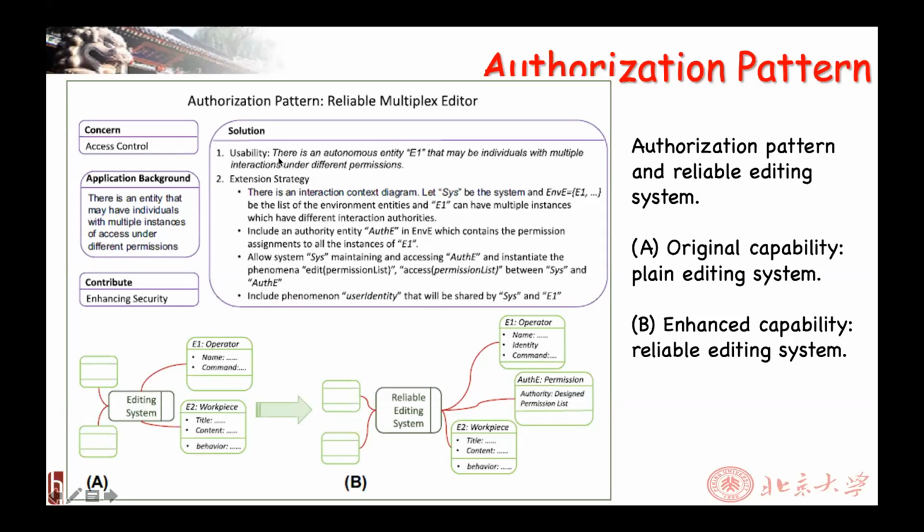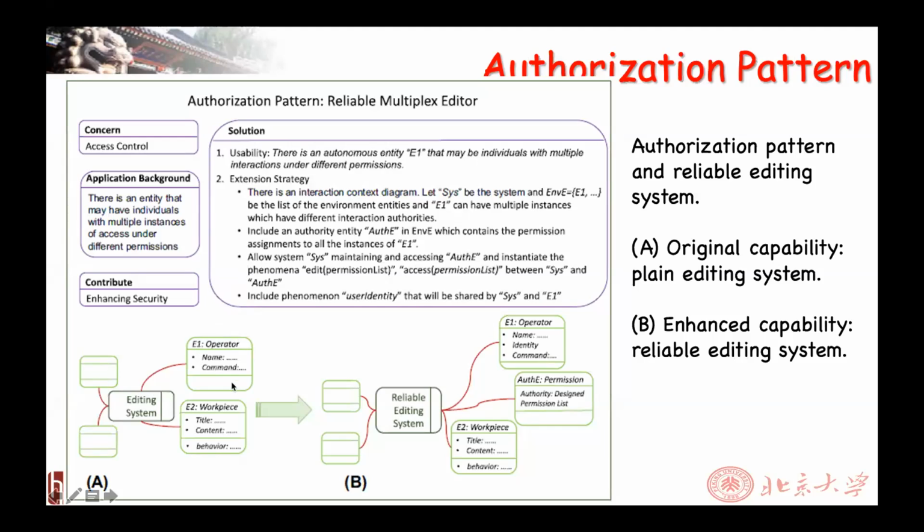The first one: there is a biddable entity, meaning an autonomous entity. The operator may be individuals with multiple interactions and different permissions. So this is the usability means, the pattern you can use here. And the extension strategy is the interaction context diagram.